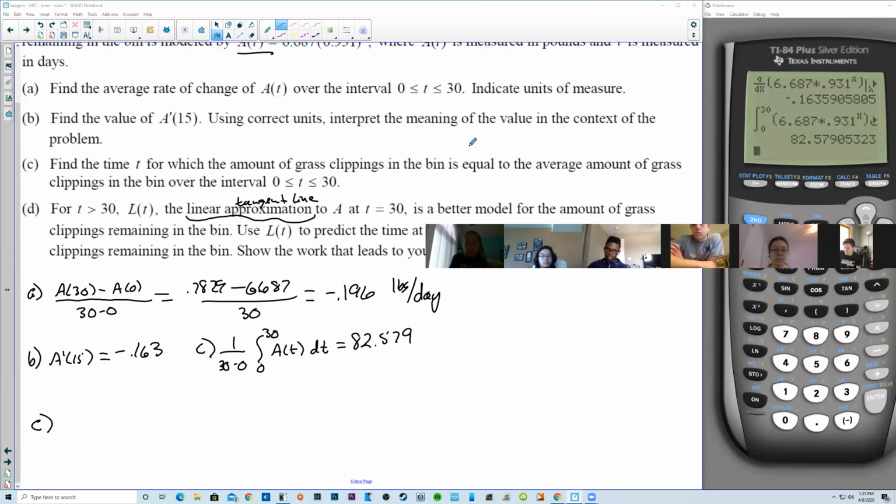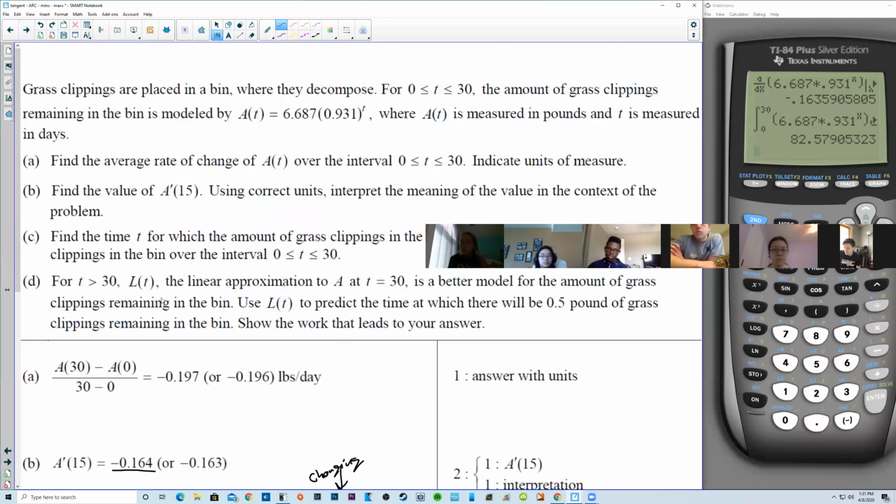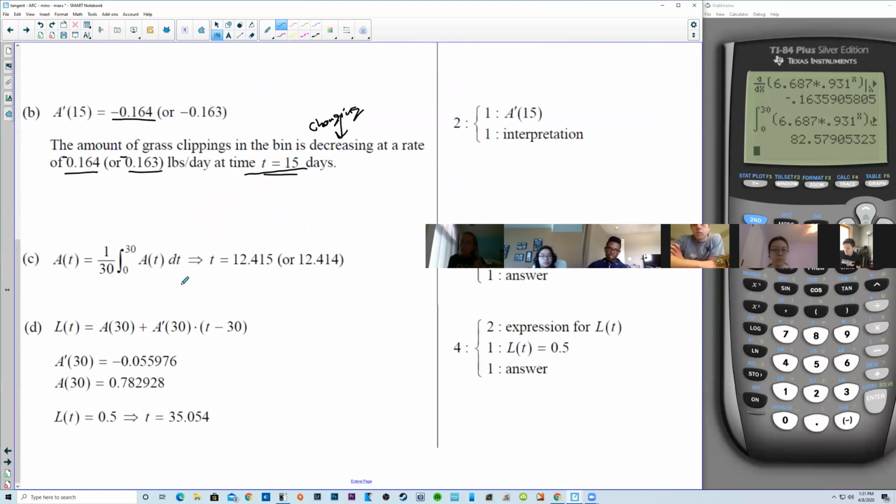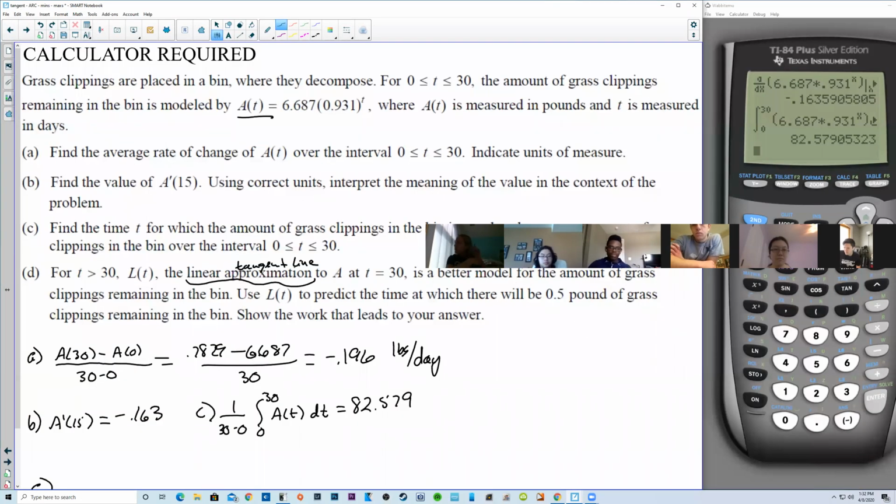Okay, do you have to set... Oh, was it the wrong answer? Oh, what? How come I got a different answer? Unmute all. Let's see what kind of background noise we have. Sounds pretty good, you guys. Do you have to set equal to A of t? Is that what it is? Find the time t for which the amount of grass clippings is equal to... Oh, yeah. So now you're exactly right. You guys are better at this than I am.